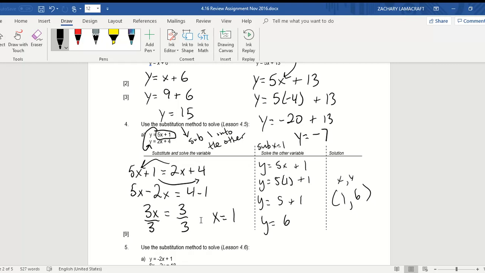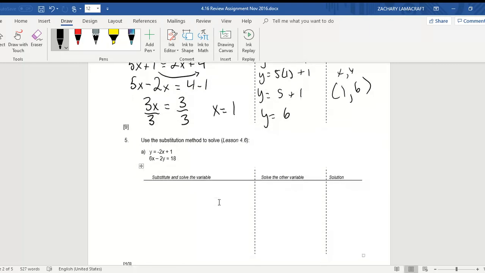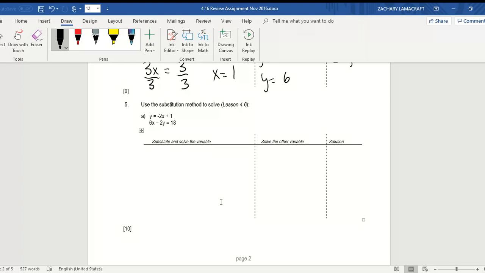All right, so if we do the next one, we're doing substitution again. So we're going to be substituting, we have y equals -2x plus 1. We're going to be putting that into the y position. So what that looks like is 6x minus 2 bracket -2x plus 1 equals 18. This one a little bit more on the difficult side.